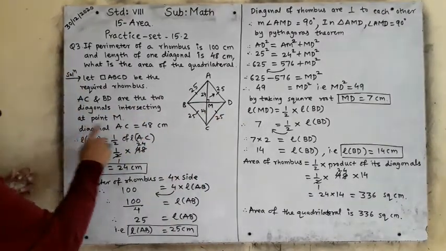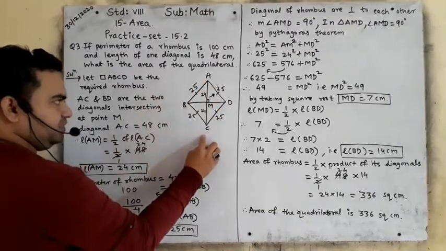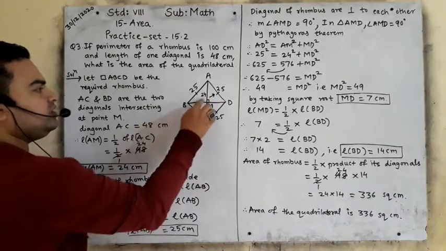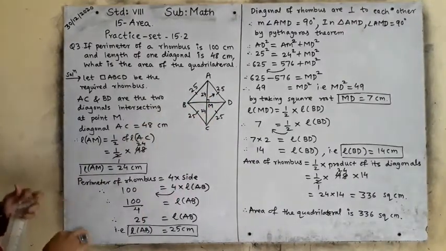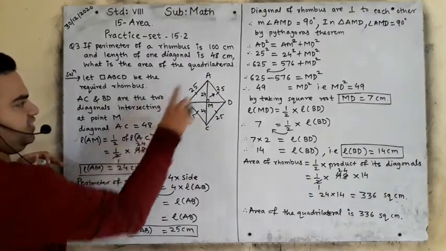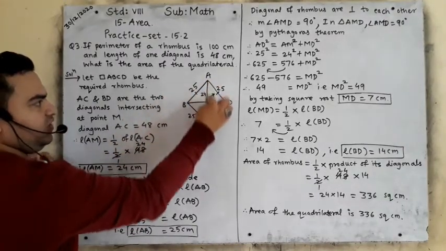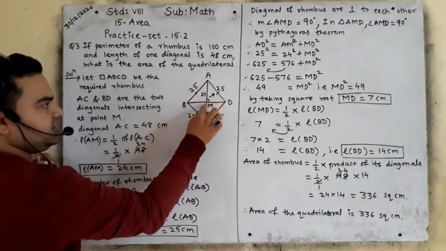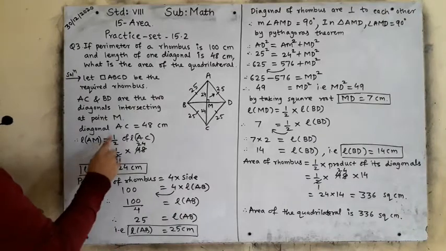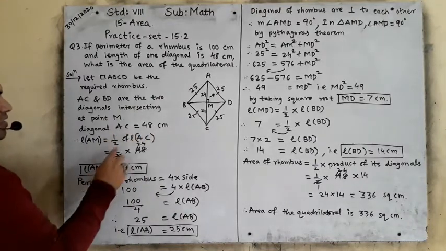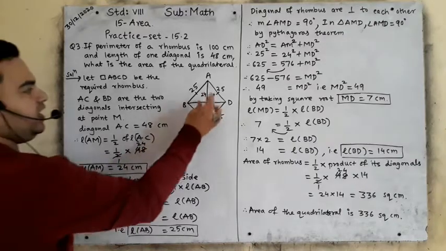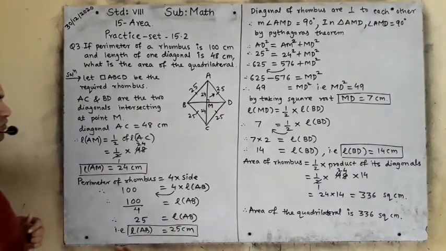Okay, so diagonal AC is 48 cm. AC 48 hai, it means uska half half kitna ho jayega? 24 and 24. Is it clear? Why? Look at here. We know that AM is half of AC. Length of AM, yaha se leke yaha tak, AM aadha hai AC ka. See, length of AM is half of length of AC. So half of AC, we know 48, 48 ka half 24. So AM is 24, so MC is also 24.